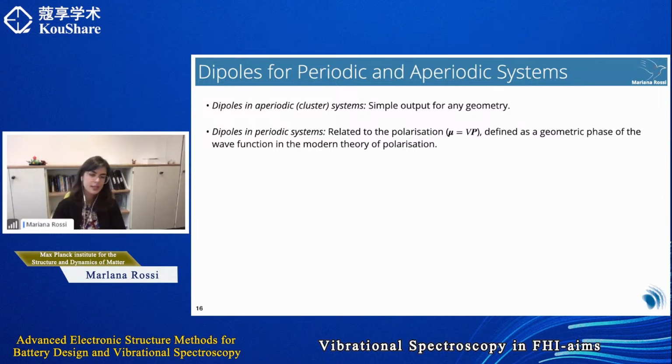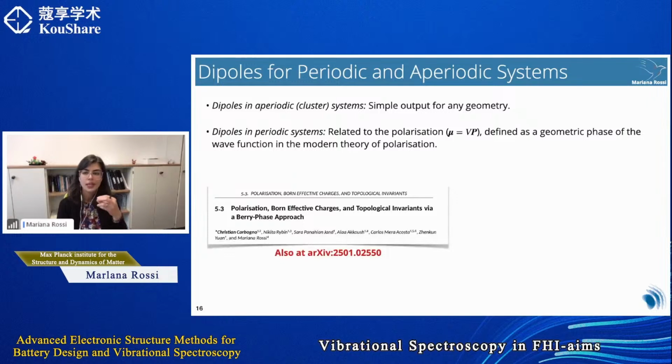But for periodic systems, it is more complicated because the dipole is related to the polarization, which is really defined as a geometric phase of the wave function through the modern theory of polarization. So you really need that to have boundary-insensitive results for the dipoles of solids, or of really periodic solids. And this is something that has been implemented more recently in the code by Christian Carbogno. He did the implementation. And it's also summarized in this other contribution here in the roadmap.